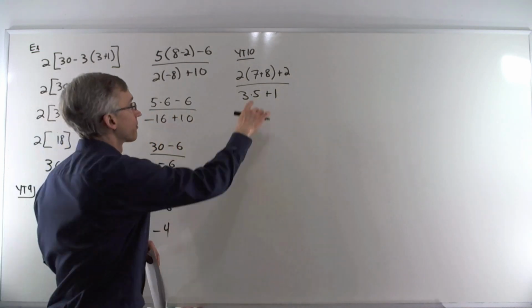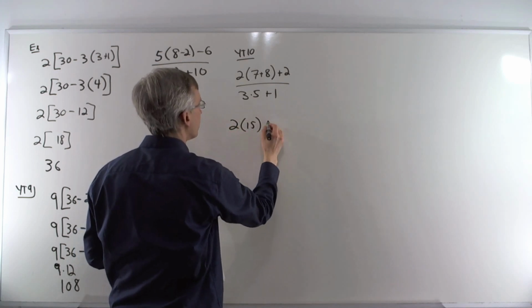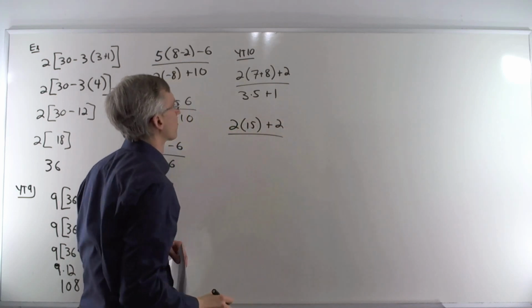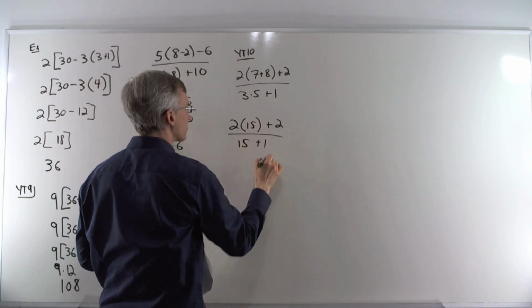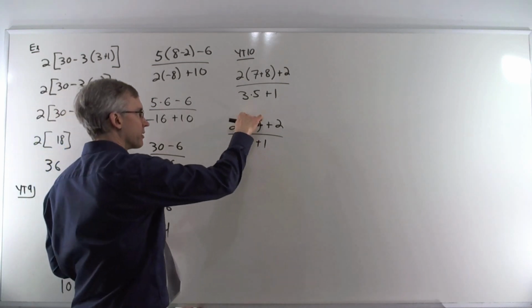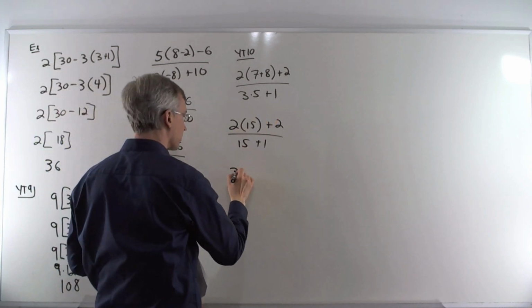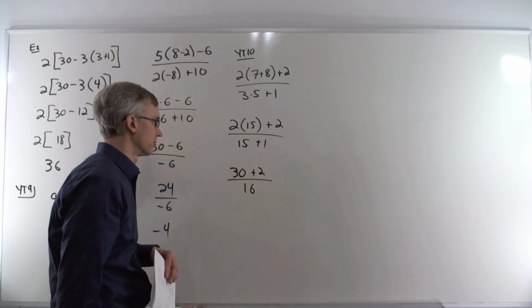On top, we'll start within the parentheses. So you get 2 times 15 plus 2. And the bottom will start here, multiplication, so that is 15 plus 1. Now on top we have a multiplication here, so we'll do that next. That is 30 plus 2, and on the bottom we get 16.